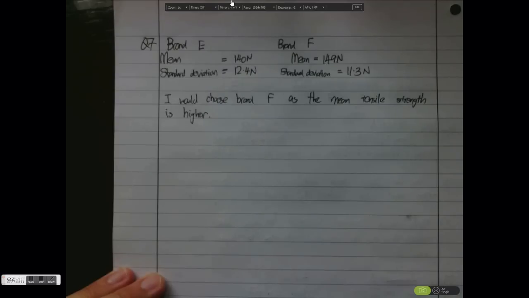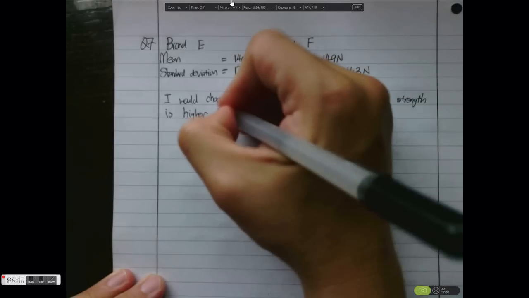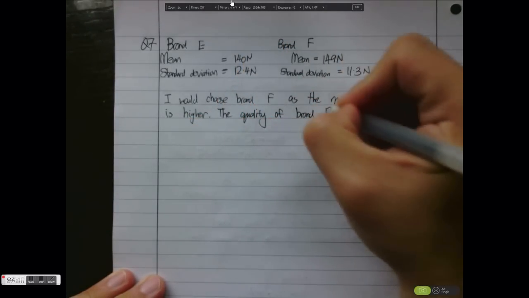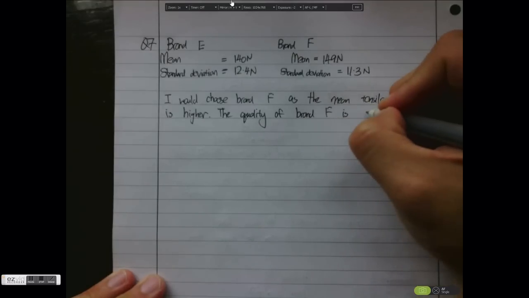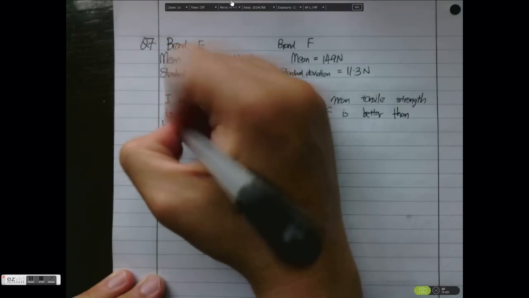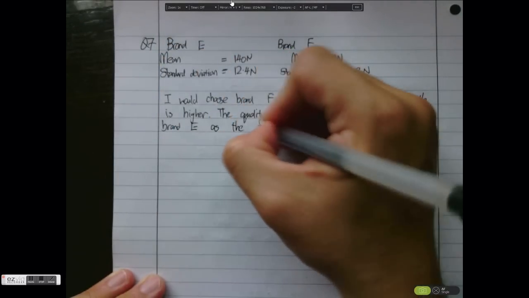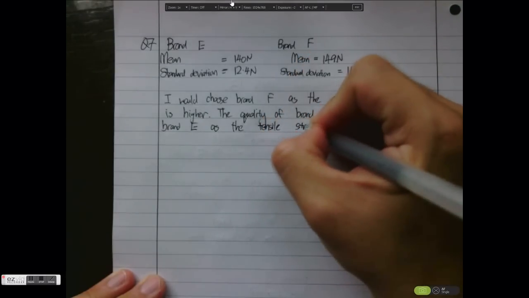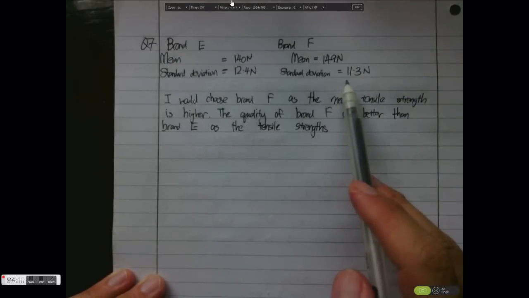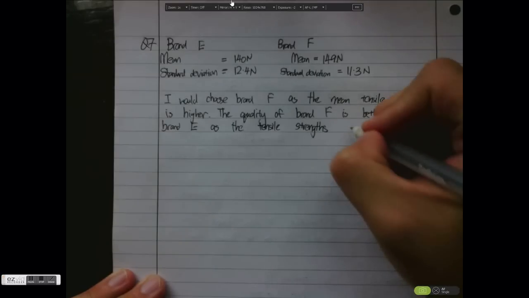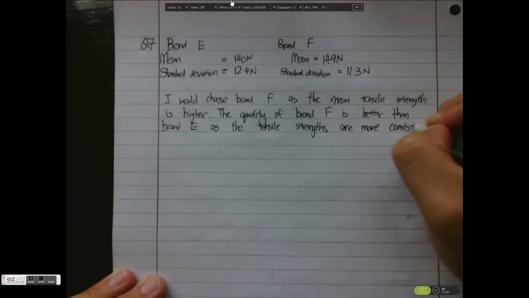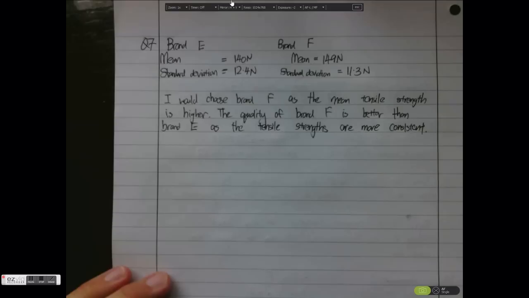If you notice one more thing, the standard deviation of brand F is lesser than that of brand E. So in this way, I can also say that the quality of brand F is higher, is better than brand E, as the tensile strengths are more consistent. Lower standard deviation means that it is more consistent. Alright, and that concludes question 7.